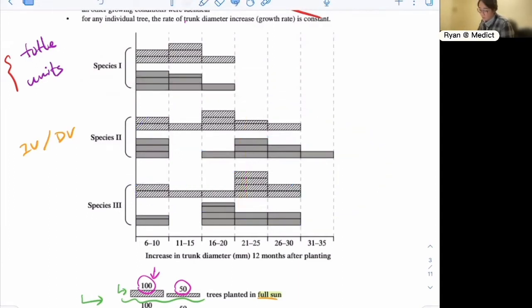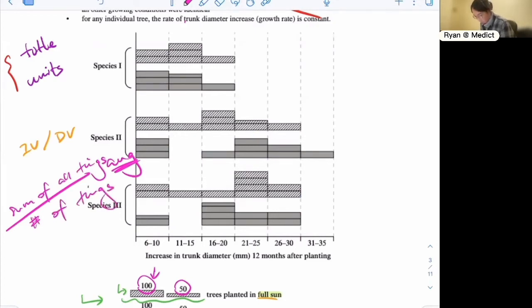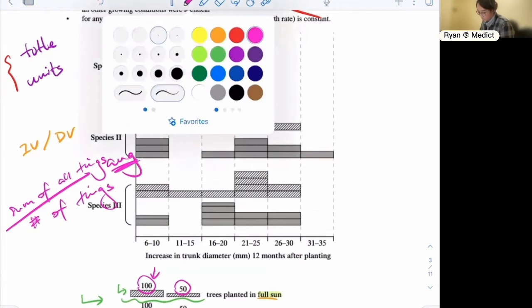So first, I want to just reinforce people's understanding of how we calculate the mean, or average in that sense. How do we calculate average? Average is basically the sum of all things over the number of things, right? Sum of all things divided by the number of things. So in this case, how do we do that?